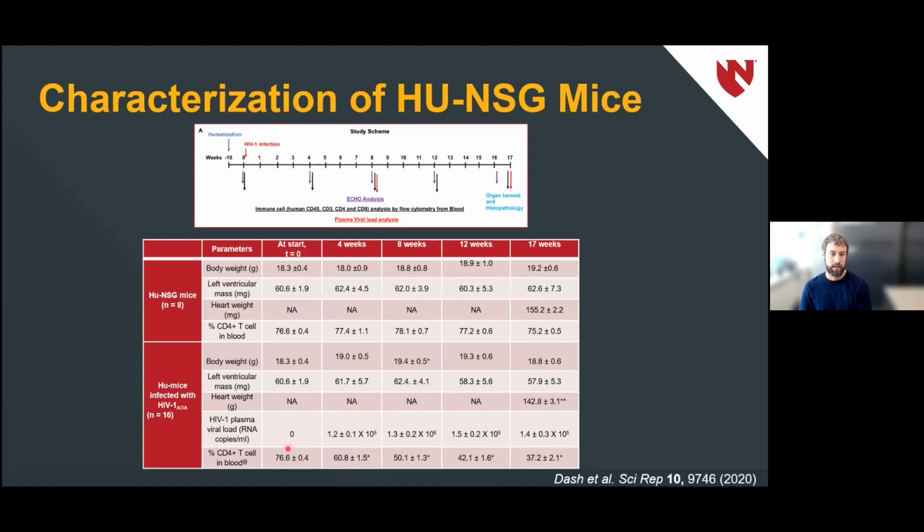And we see that there's a slow but steady decline in the CD4 positive population of T cells in the blood of the infected mice, whereas in the humanized mice, we don't see a change at all in the CD4 population. So this shows that the HIV-infected mice have HIV-1 viral load in their plasma, and it's targeting these CD4 positive T cells.